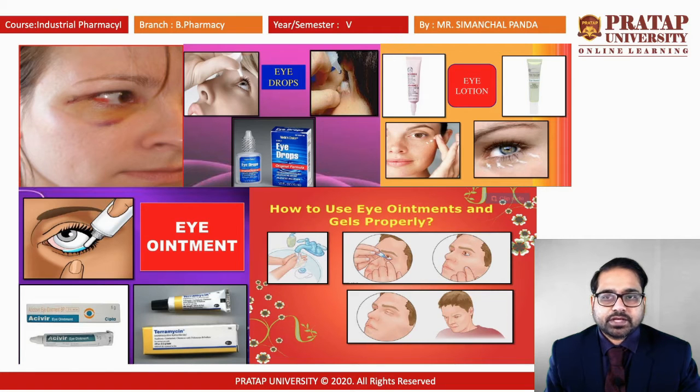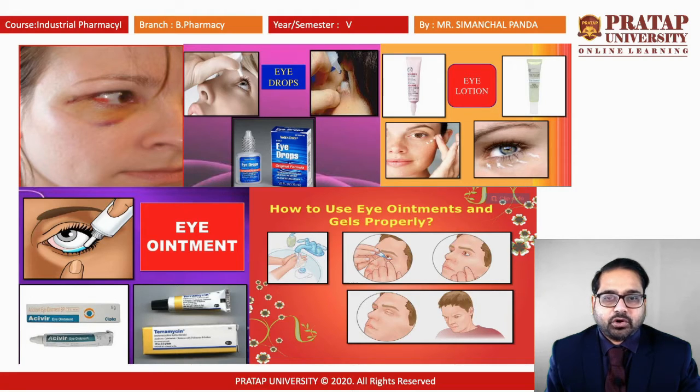So there are various types of products available, and a microbial infection may lead to eye damage, as has been shown in the picture, and that has to be sterile in nature, free from any pyrogens. So it can be available as eye drops, eye lotion, eye ointment, and before we use this ophthalmic preparation we have to take some special care about that.